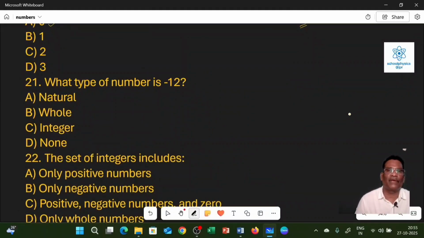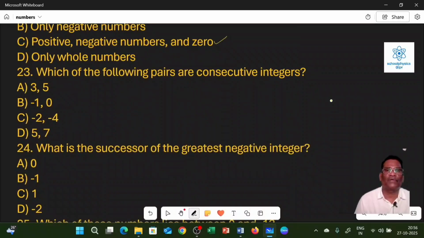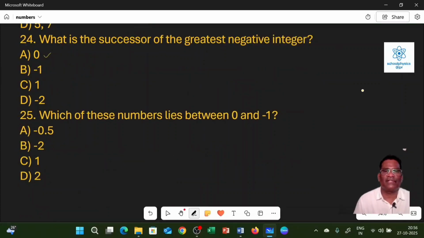What type of number is minus 12? Minus 12 is an integer. The set of integers includes positive, negative and 0. So C is the right answer. Which of the following pairs are consecutive integers? Minus 1 and 0 are consecutive integers. What is the successor of the greatest negative integer? The greatest negative integer is minus 1. So the successor of minus 1 is 0. Which of these numbers lies between 0 and minus 1? The answer is minus 0.5.